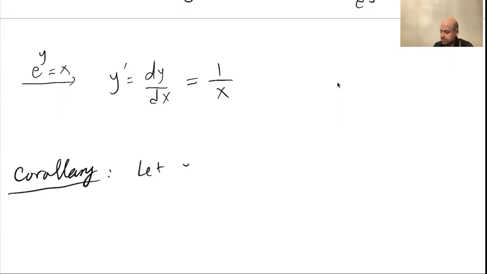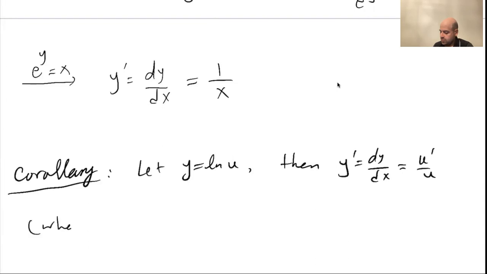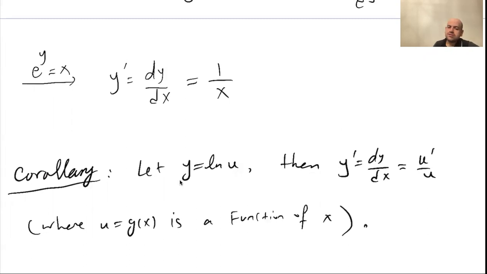Let y equals ln u, then y prime equals dy/dx is equal to u prime over u, where u equals g of x is a function of x. Why is this true? This is again because of chain rule.